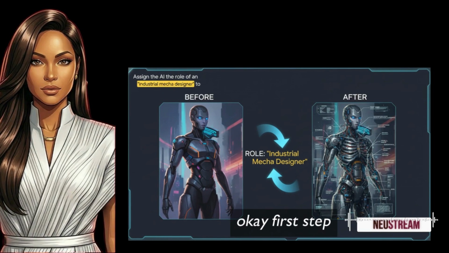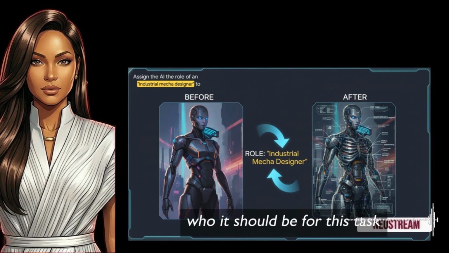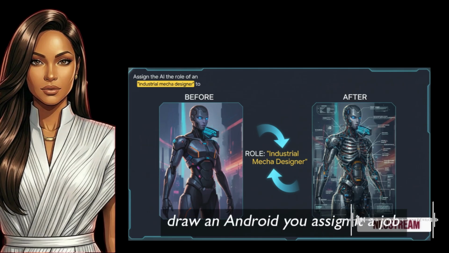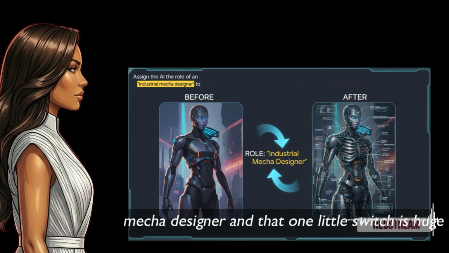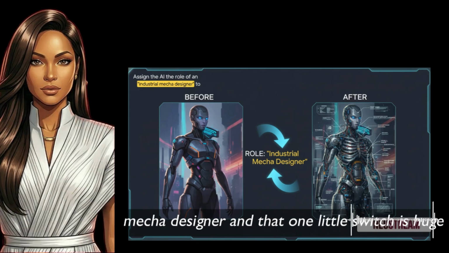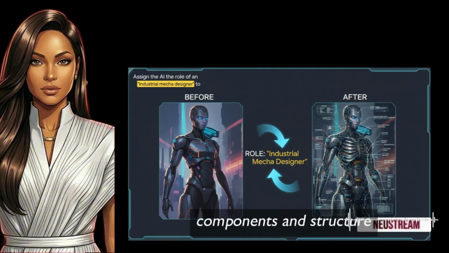Okay, first step, the role. This is where you tell the AI who it should be for this task. So instead of just saying, draw an android, you assign it a job. For a cyberpunk android, you might tell the AI to act as an industrial mecha designer. And that one little switch is huge. It forces the AI to think about mechanics, components, and structure, not just about making a pretty face.